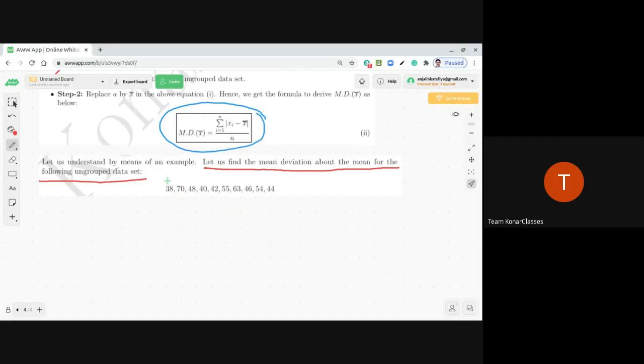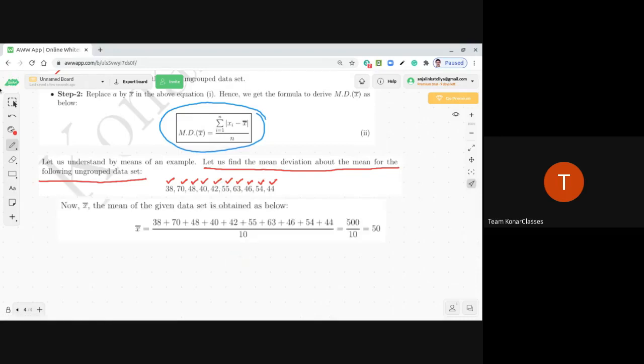So these are the data: 38, 70, 48, 40, 42, 55, 63, 46, 54, 44. Now the first step is that, dear students, we need to find the mean of all these values. If we compute the mean, we get 38 plus 70 plus up to 54 plus 44, divided by the number of observations, which is 10 in this case. And this value is equal to 50. Correct, dear students? Did you get it? This value is equal to 50.